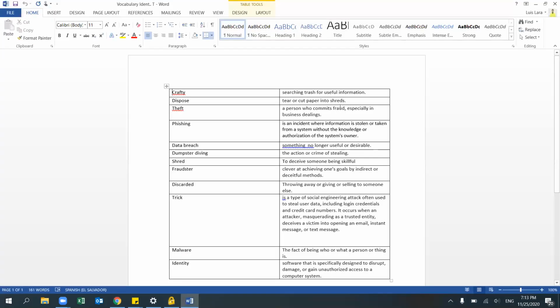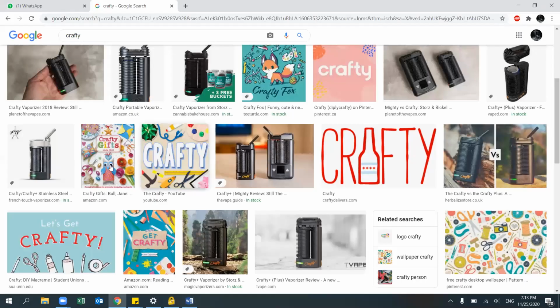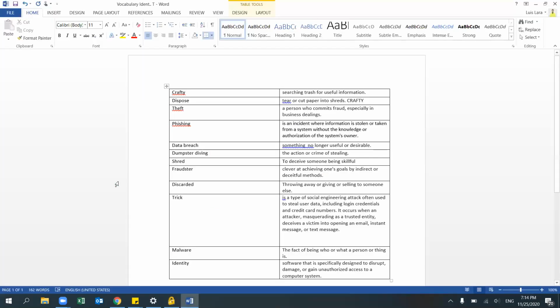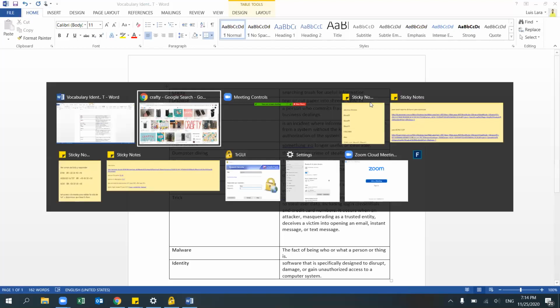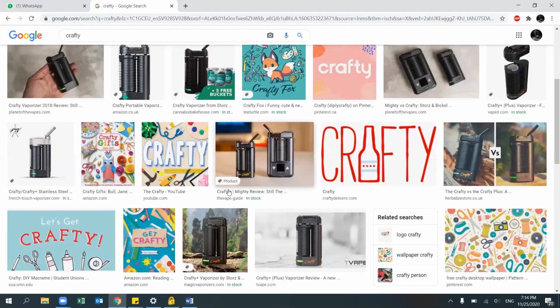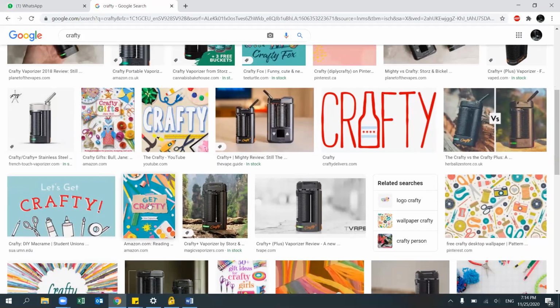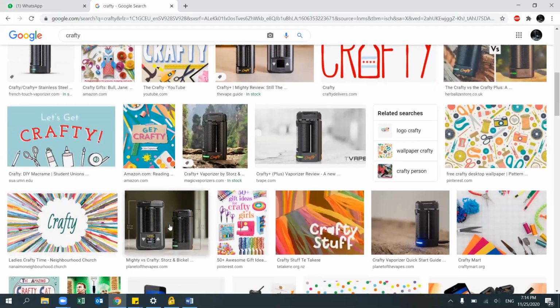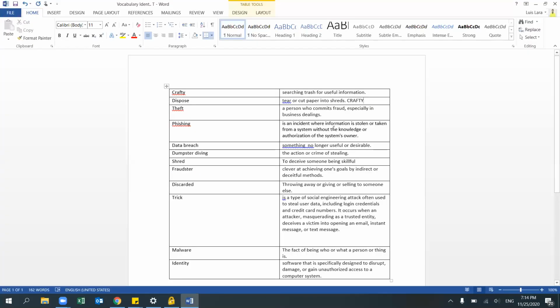So, tear up the paper into shreds. I think this is crafty. Let me see the emoji. Crafty, this one. Tears or cuts of paper into shreds. Yeah. Okay.